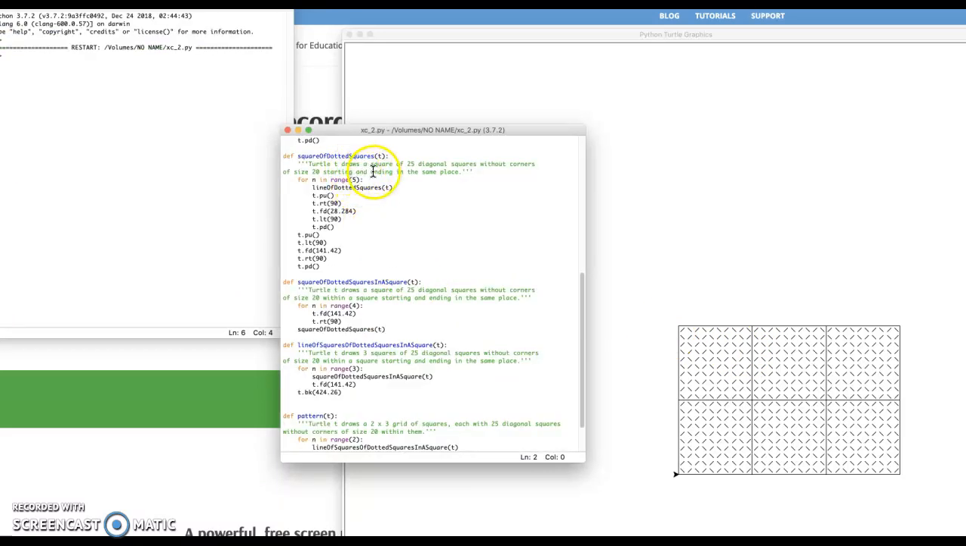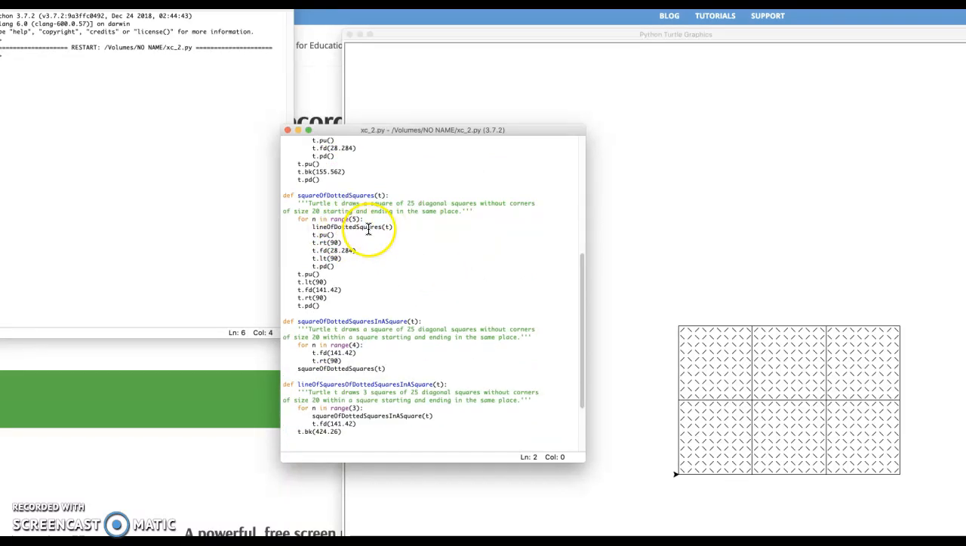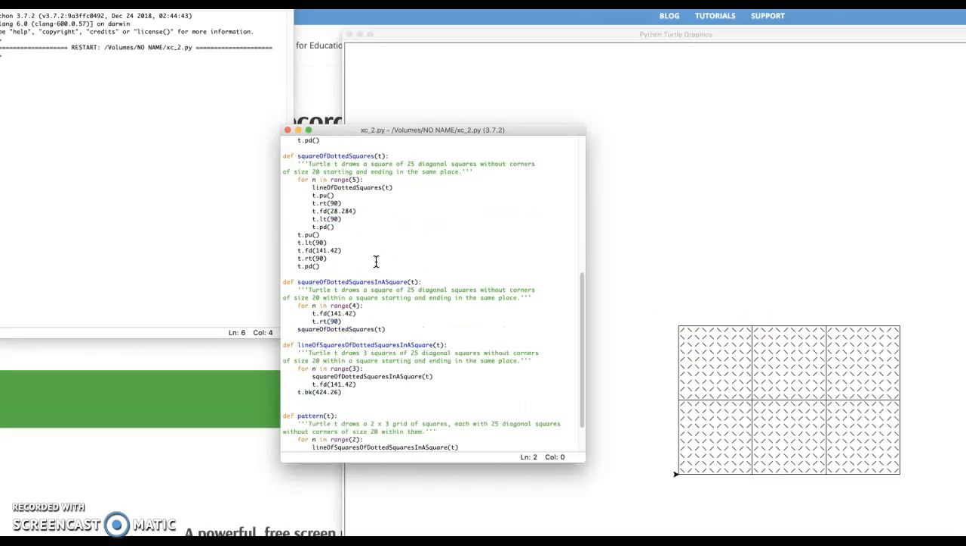And the square of dotted squares draws 25. So basically it repeats the line of dotted squares but downwards. So it repeats the line of dotted squares 5 times, and the turtle moves down and this way to start the next row of squares. And at the end, the turtle moves back to where it started. So it turns left and moves forward so that it moves back to the same place where it started drawing the square.